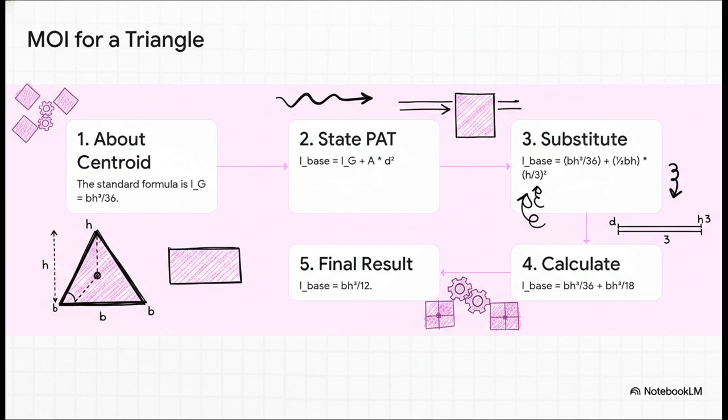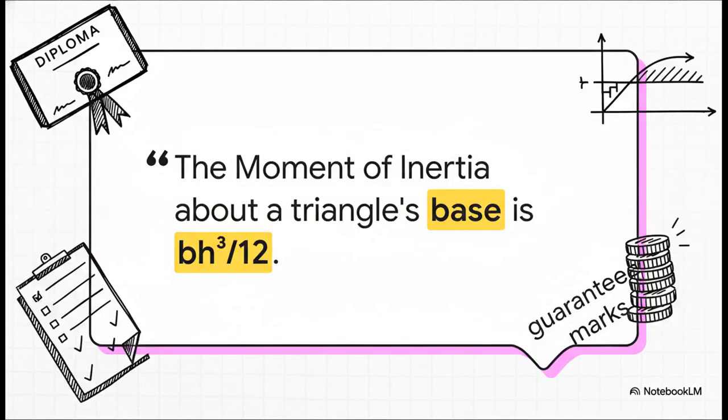Now we use our golden rule, the parallel axis theorem, to find the MOI about the base. The distance, d, from the centroid to the base of a triangle is another standard dimension you should know. It's h divided by 3. We substitute everything into the PAT formula, do the math, and we arrive at our final calculated result for the base, bh cubed divided by 12. And hey, don't think this is just some abstract theory. This exact formula, this exact question, was pulled directly from the TNPSC AE 2015 exam paper. Knowing how to do these derivations isn't just for practice, it translates directly into getting you guaranteed marks.